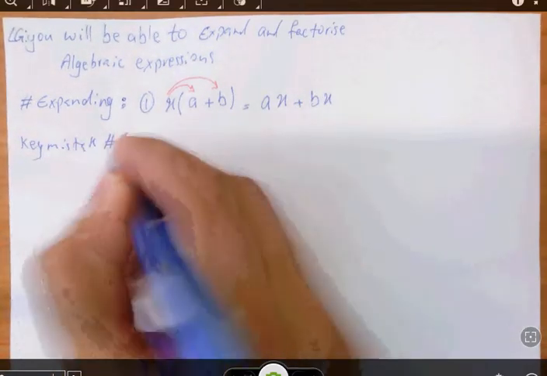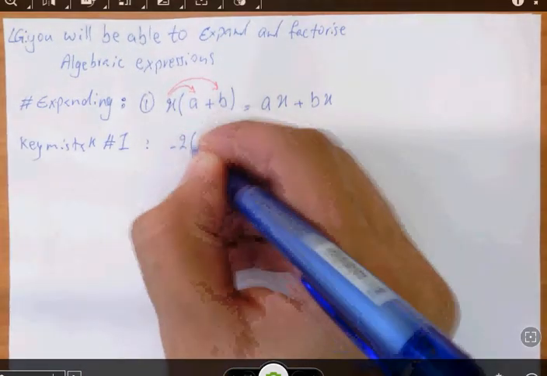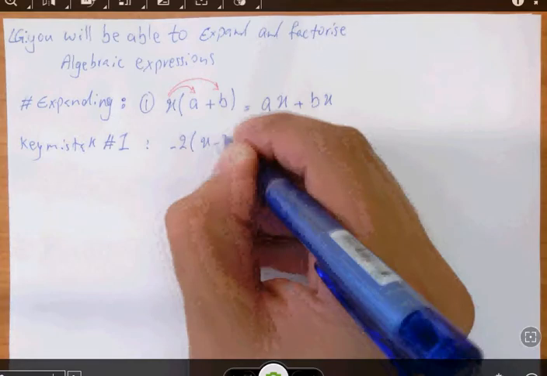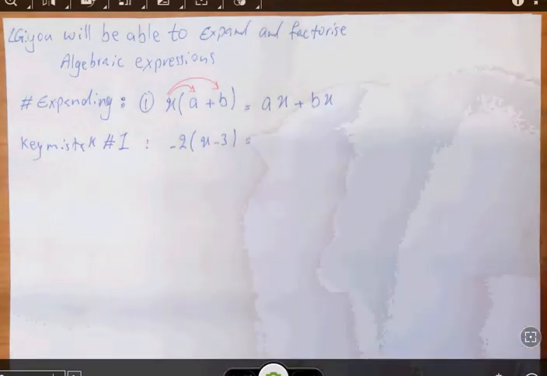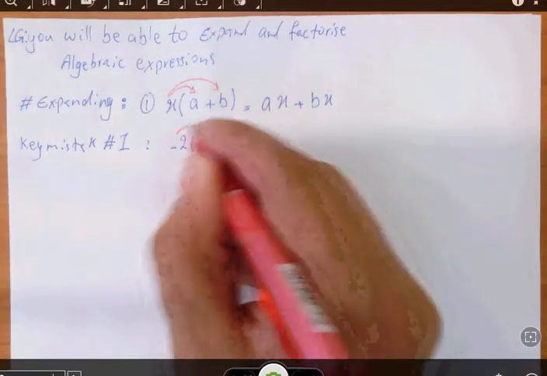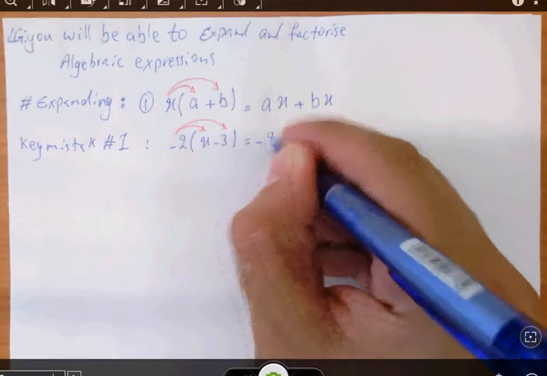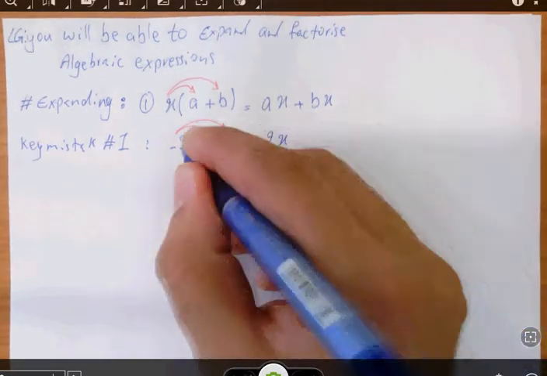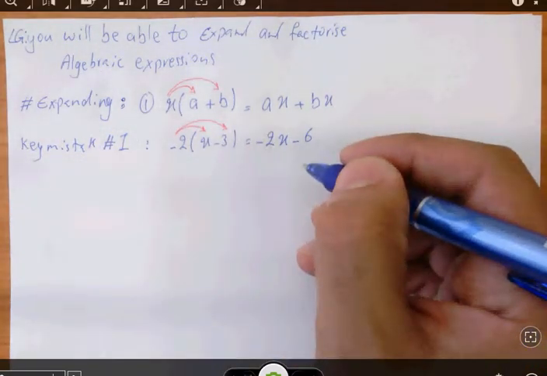It was if I have an example like negative 2 into the bracket of x minus 3, correct? Some people, what happens is, well, they see that negative 2 over there, and they say, all right, I'm going to follow the same exact model, right? Take this number inside this bracket. So it's going to be negative 2x, and then 2 times 3 is negative 6. Very good.